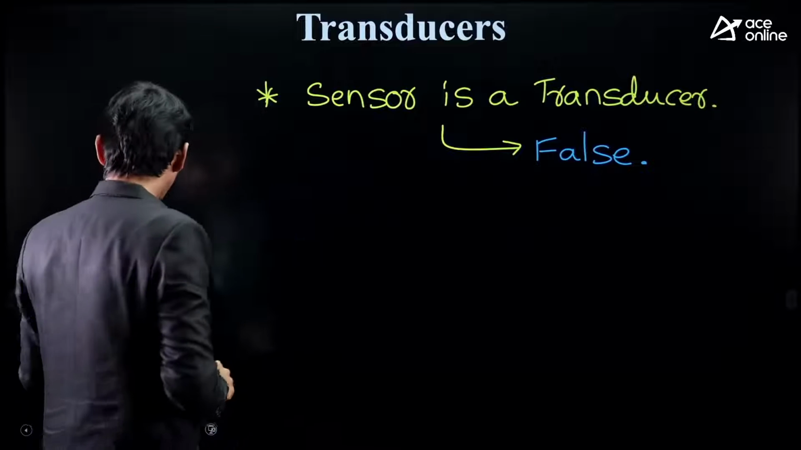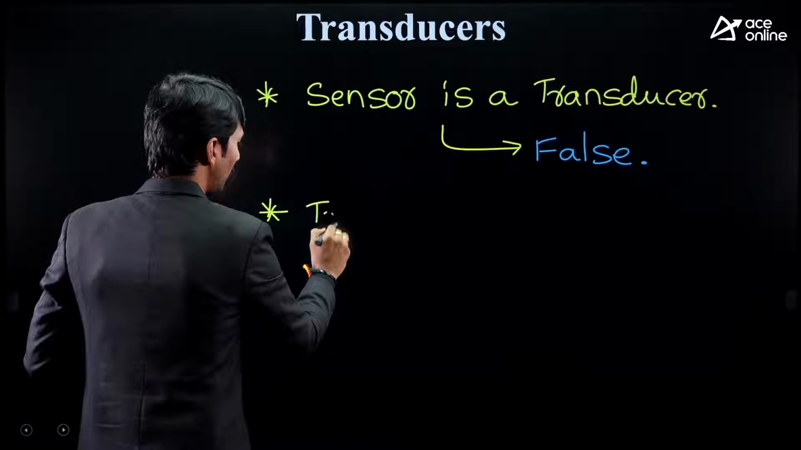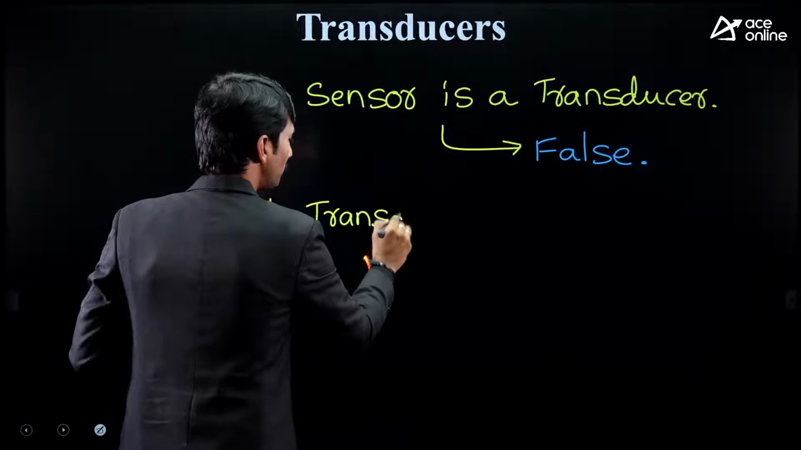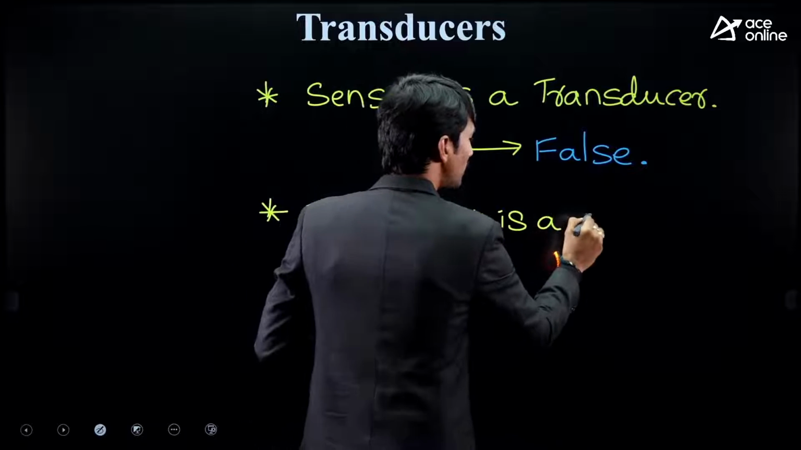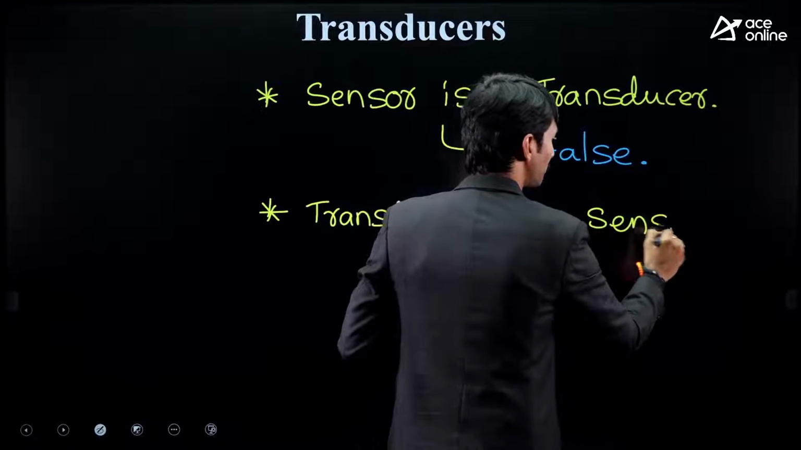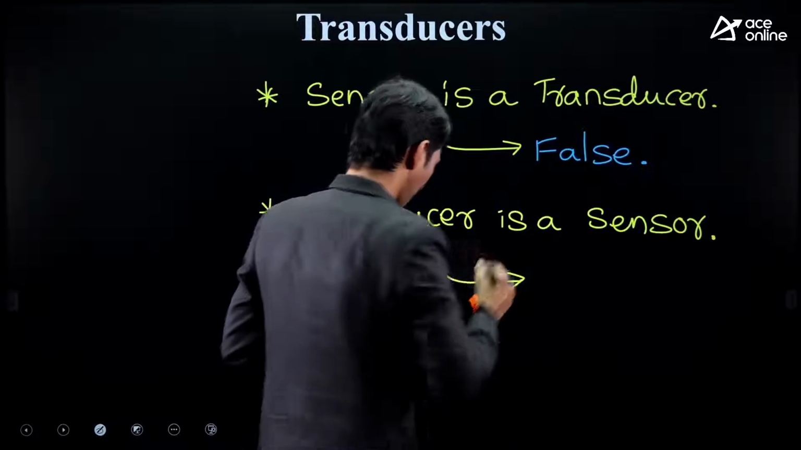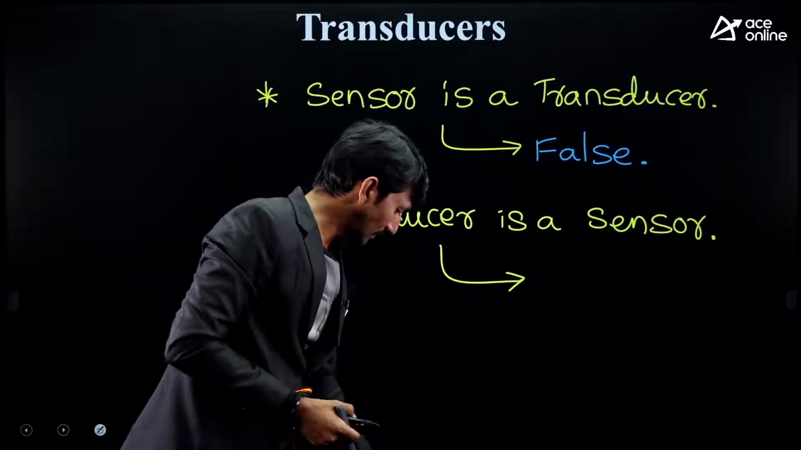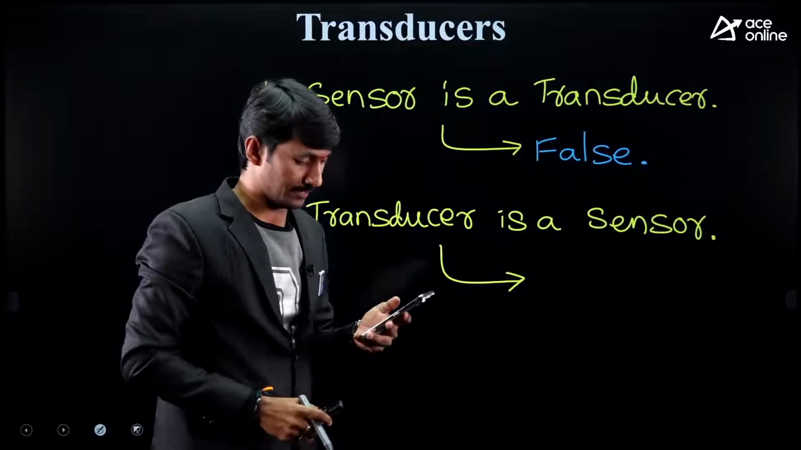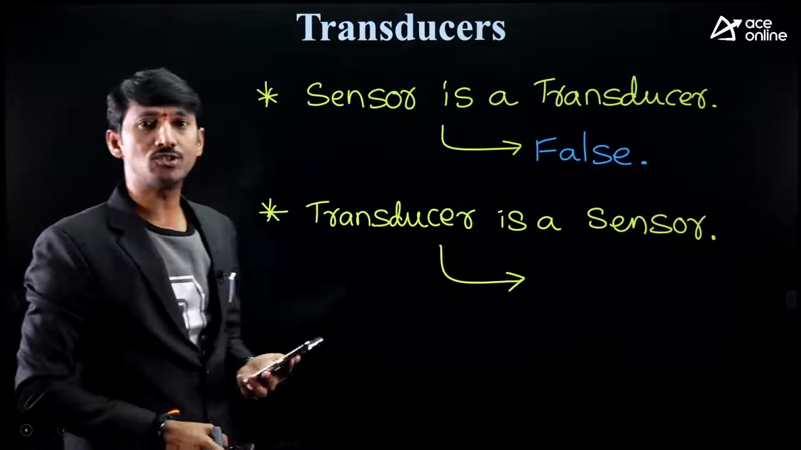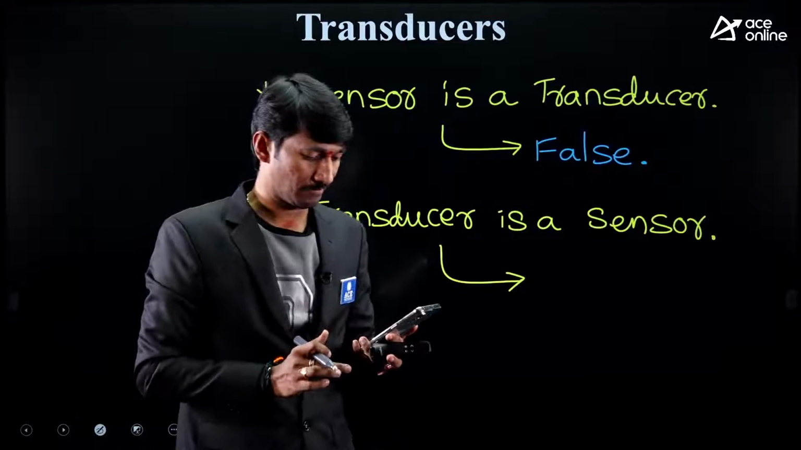Clear? Now, in the same way, I'm giving the second statement. Transducer is a sensor. Now tell me. Amar Mirza, you have corrected your statement, correct. Now tell me this one: transducer is a sensor. Is it true or false?